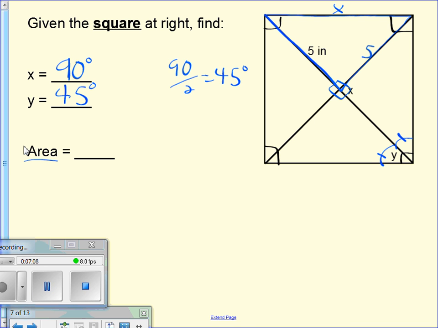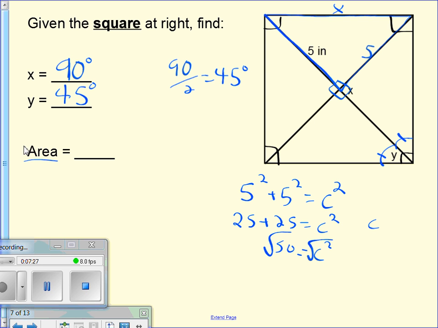So, Pythagorean theorem is one option to go with here. 5 squared plus 5 squared equals c squared, or x squared, whatever you want to call it. 25 plus 25 equals c squared. C squared equals 50, meaning c, a side length in this case, equals 7.071. Okay, that's the side length. That is this side length here, it's this side length here, it's everywhere.